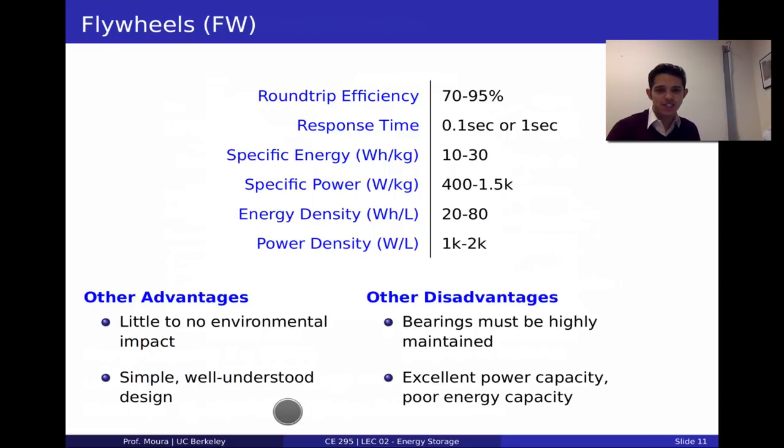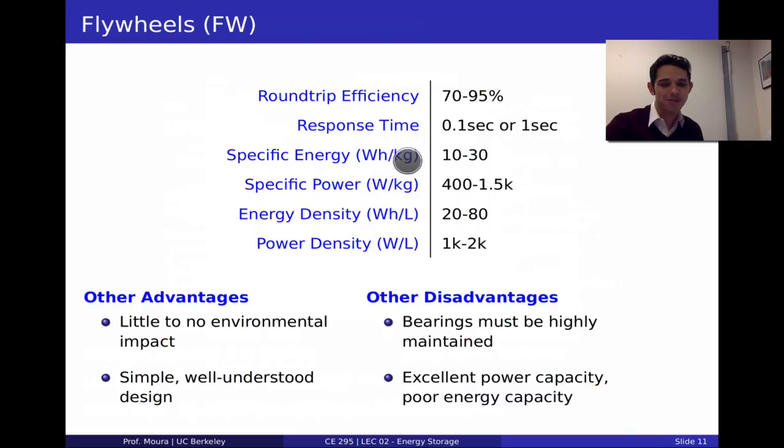So the round-trip efficiency can be actually up to 95%, and the response time is relatively quick, at a second or a tenth of a second. And we'll see some other numbers here for specific energy and power and energy density and power density. So the absolute numbers might not be too significant until you get more data points here. But let me generally say that the power density is relatively high. So when you need a lot of power fast, but you don't need it for a long time, this works quite well.